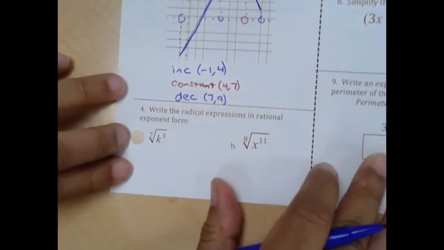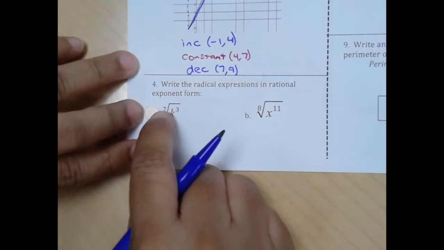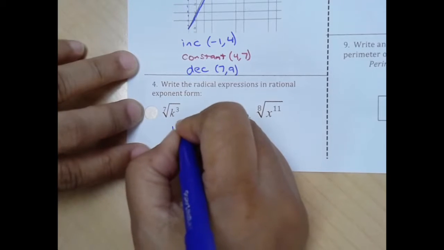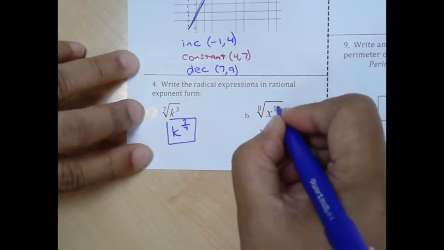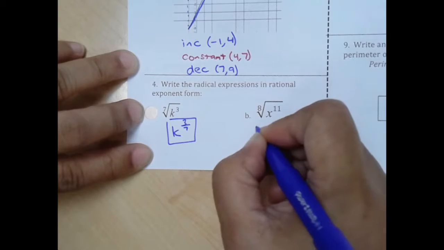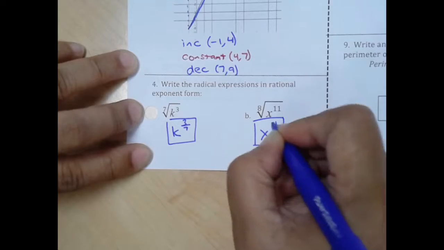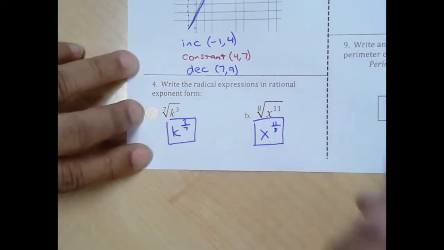Okay. All right, these ones, remember, roots go on the bottom, and the root is on the outside, so this would be k to the 3 over 7 power, whereas this one will be 11 over 8. Okay, powers go on top. Roots go on the bottom.